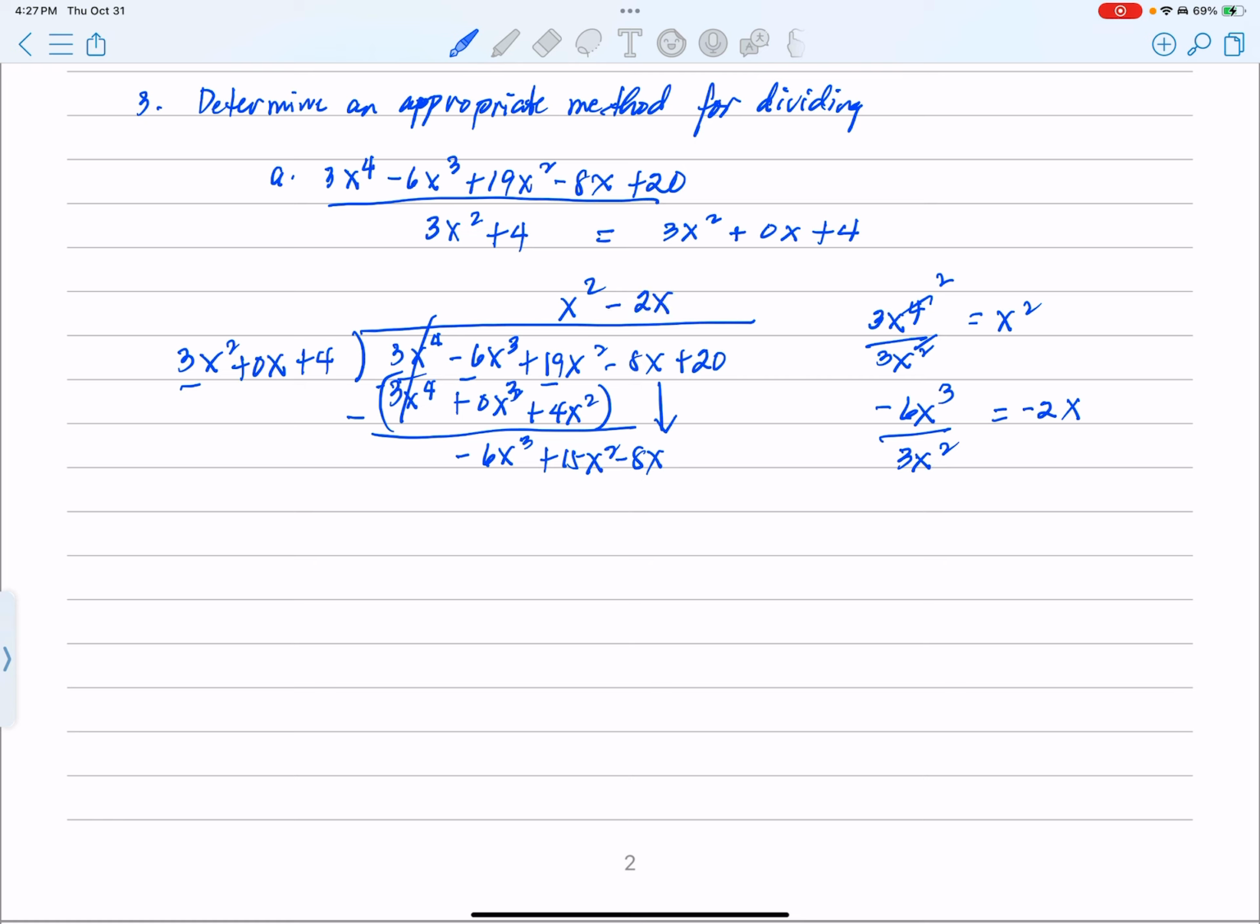Okay, bring down negative 1. Negative 1 times 4, that's negative 4. 0 plus negative 4, that's negative 4. Negative 4 times 4, that's negative 16.